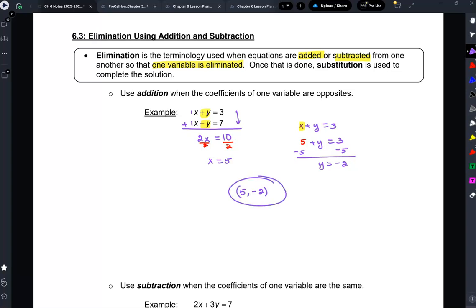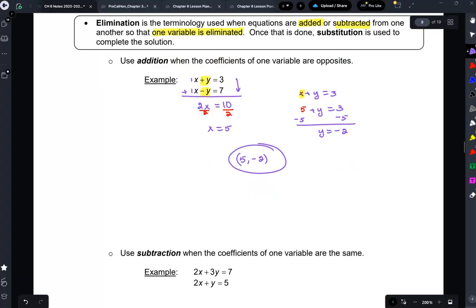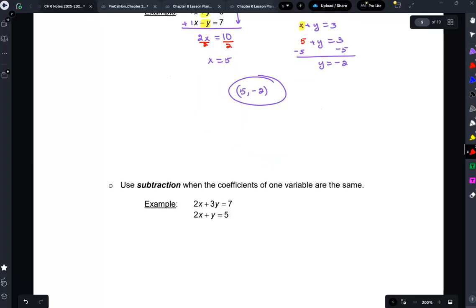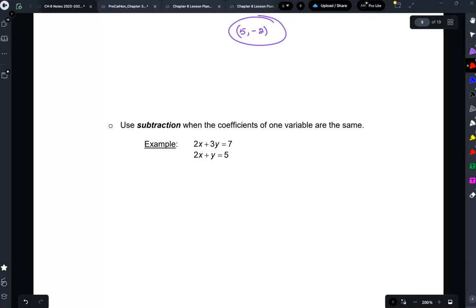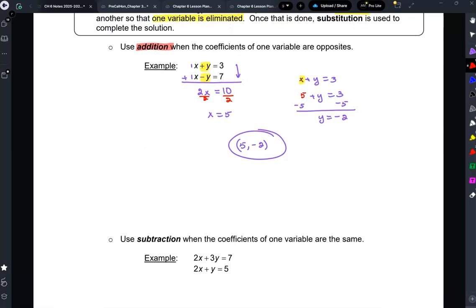Right? So do you see how we did a little bit of substitution and a little bit of elimination? Okay. So in this case, we used addition to do it. We can also use subtraction, but the way in which we do that is this. When the coefficients of the variable are the same, not opposite, right? So look at this one. I have 2x and 2x, right? Over here, I had positive y, negative y.